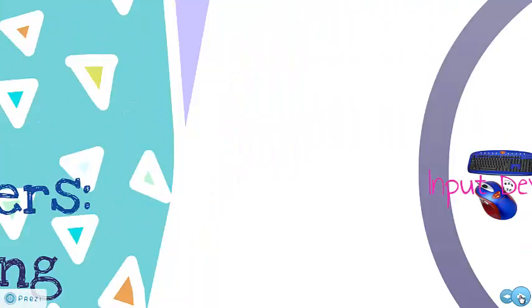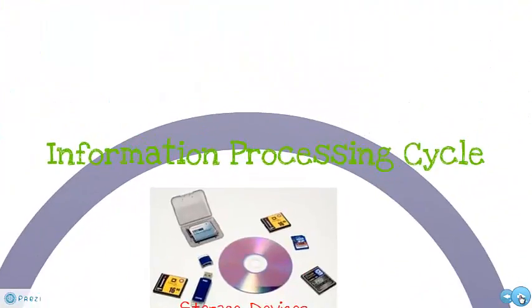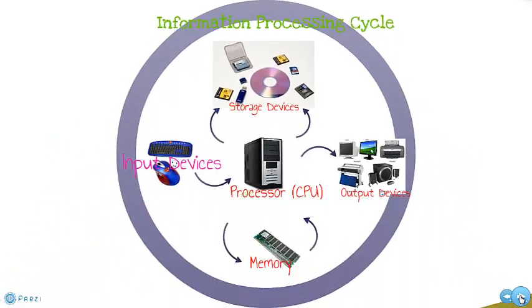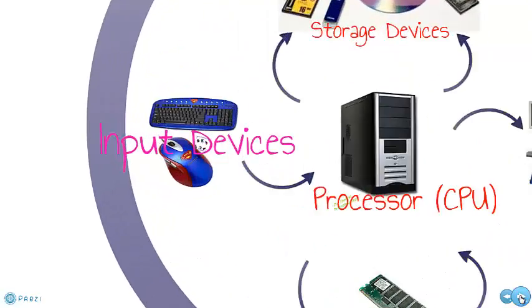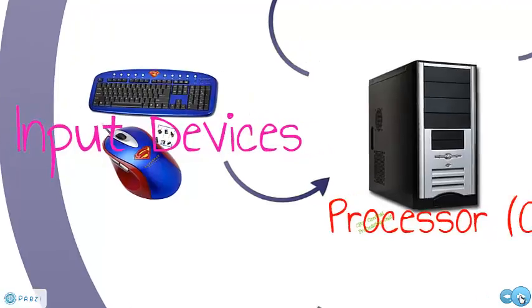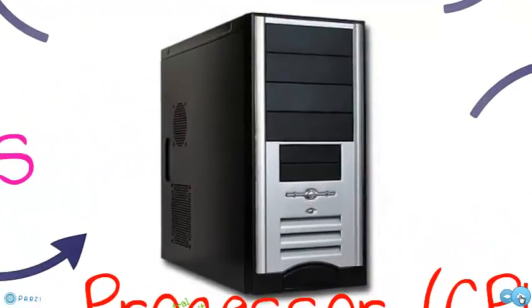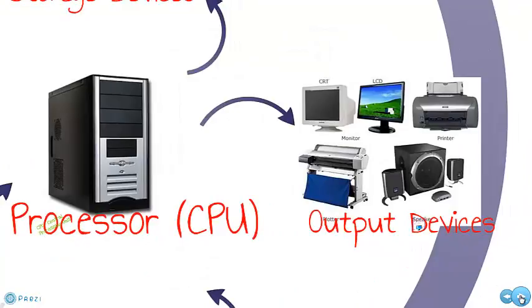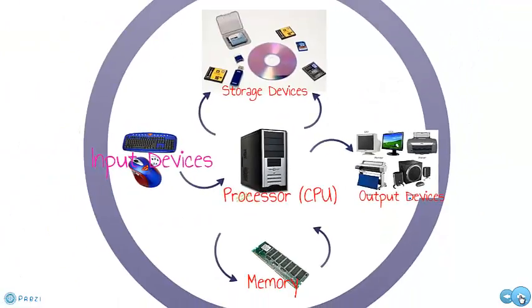First of all, I would like to talk about the information processing cycle. The information processing cycle consists of 4 steps. First is we need to receive input from the outside world. Then, we need to process the data so that we can perform arithmetic or logical operations on the information. After that, we will produce output to communicate the information to the outside world. And lastly, we will store or save our data from memory and storage devices.